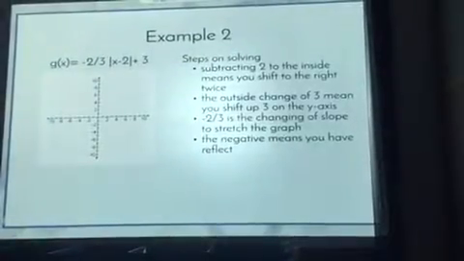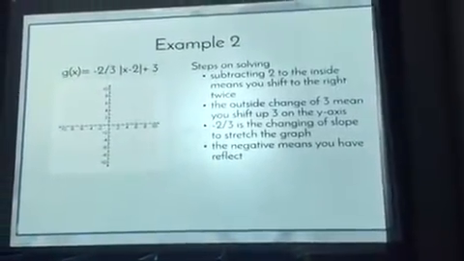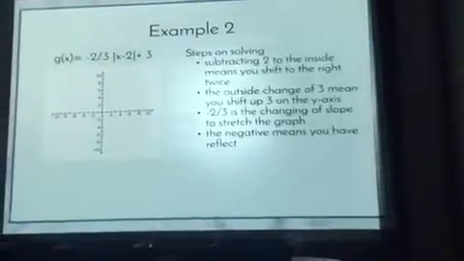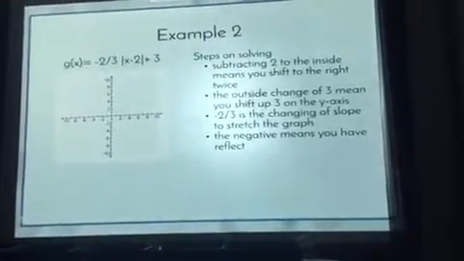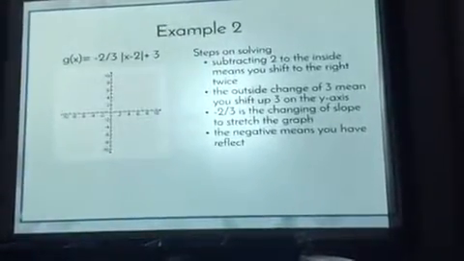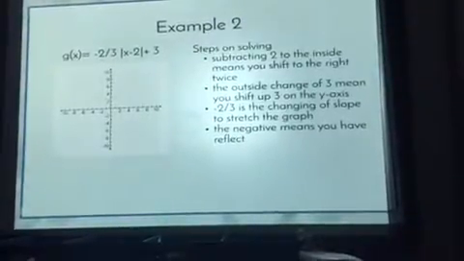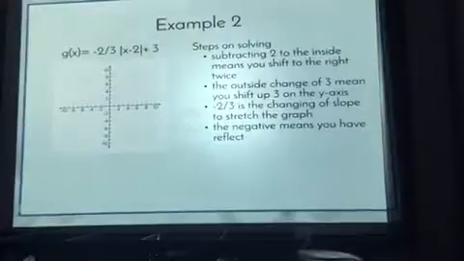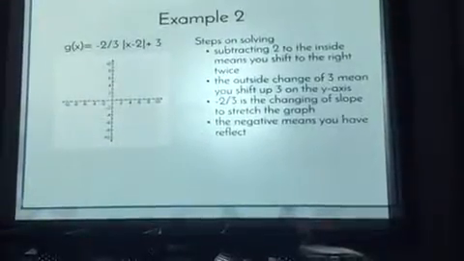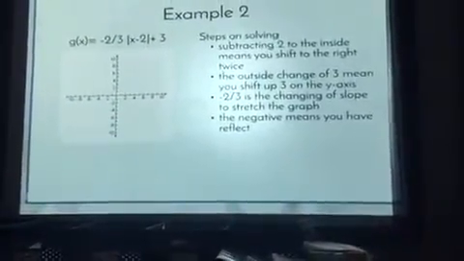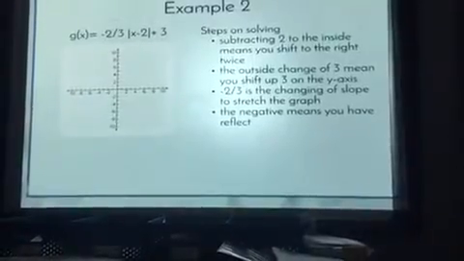Example 2. g(x) = -2/3|x - 2| + 3. Steps on solving. Subtracting 2 on the inside means you shift to the right twice. The outside change of 3 means you shift up 3 on the y-axis. Negative 2 over 3 is a change of slope to stretch the graph. The negative means you have to reflect.